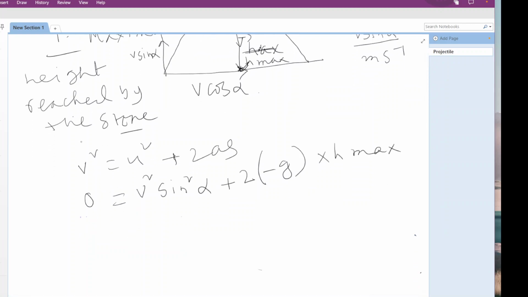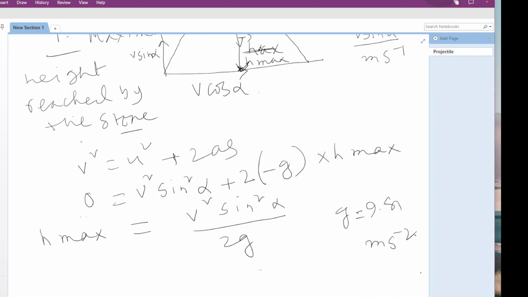Now make h max the subject of the equation. This gives v squared sin squared alpha by 2g. Here g is the acceleration due to gravity, and its typical value is 9.81 meter per second squared, and this is the maximum height reached by the stone.